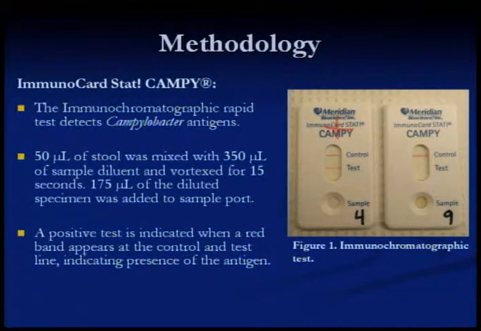Figure 1 depicts the immunochromatographic test. The left image shows a positive test due to the red band at the control and test lines. The right image depicts a negative test since the red band is not present at the test line.